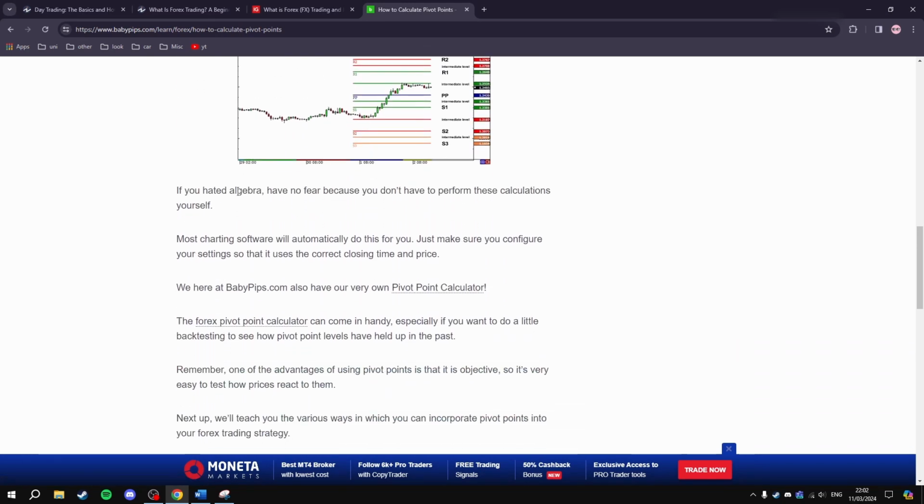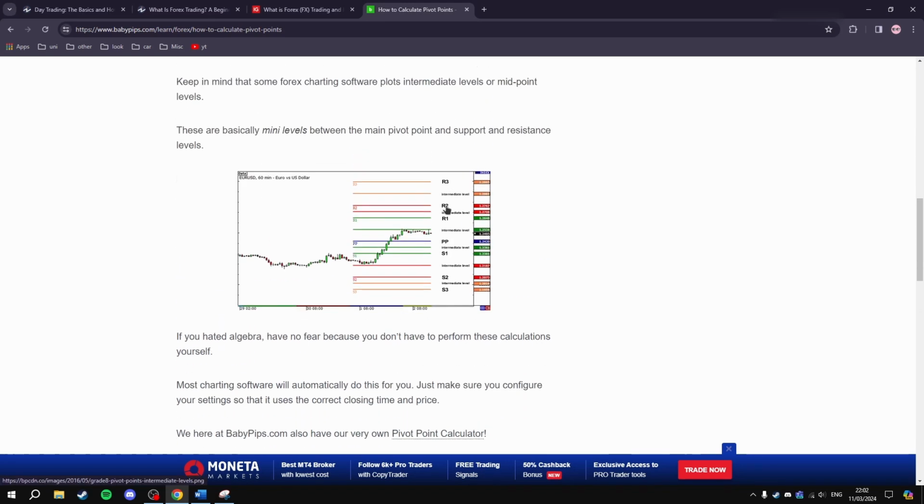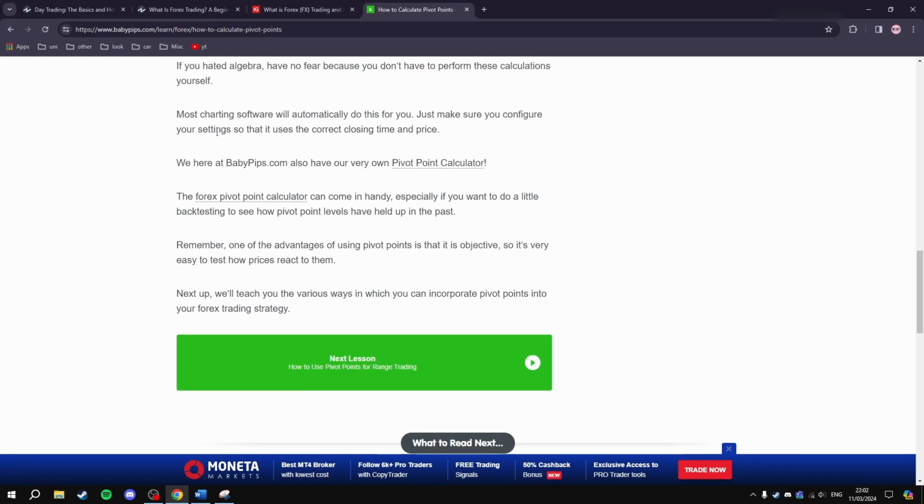If you hated algebra, have no fear, because you don't have to perform these calculations yourself. Most charting software will automatically do this for you. Just make sure you configure your settings so that it uses the correct closing time and price. We here at babypips.com also have our very own pivot point calculator.